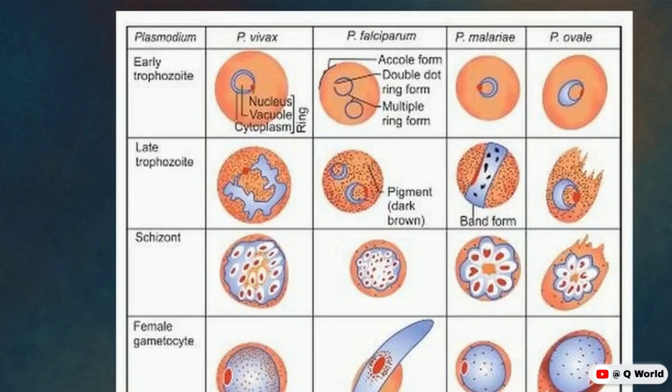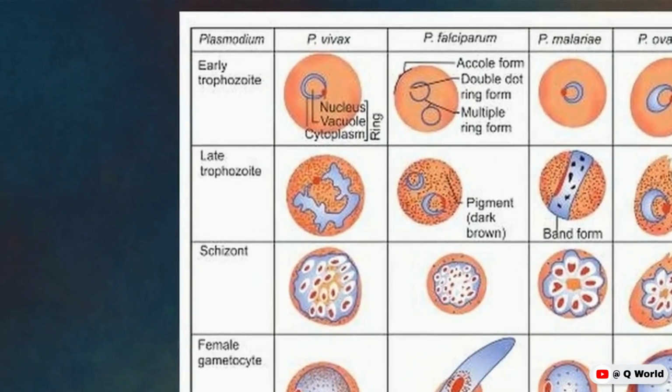Under a microscope, Plasmodium falciparum presents distinct shapes, specifically the ovale form, double dot rings, and multiple rings inside a single cell. By comparison, Plasmodium vivax looks entirely different, marked by large, irregular amoeboid shapes as the trophozoite matures.